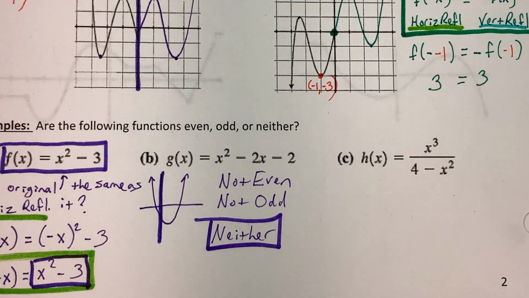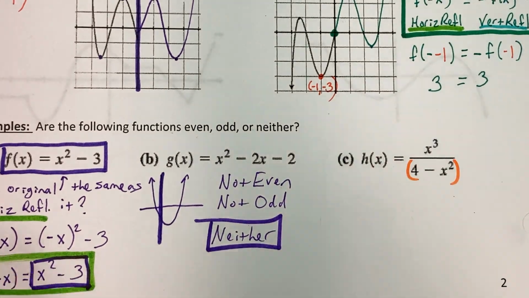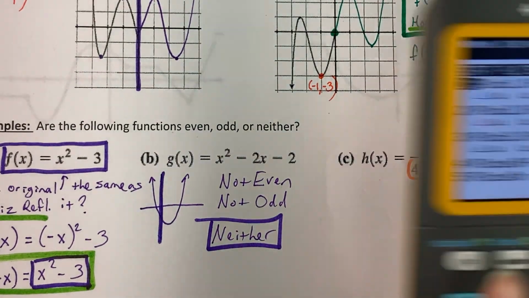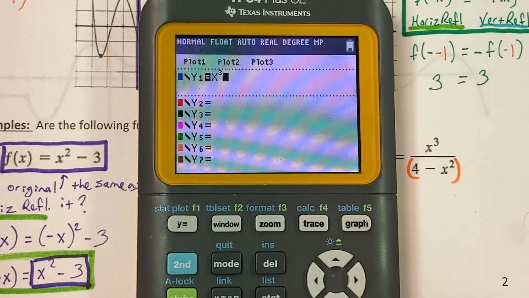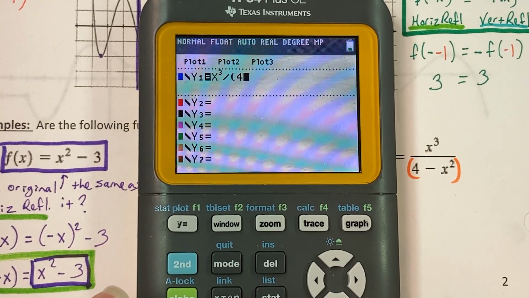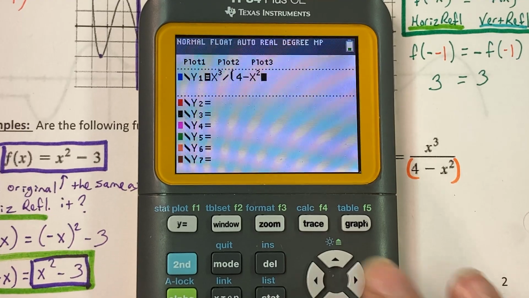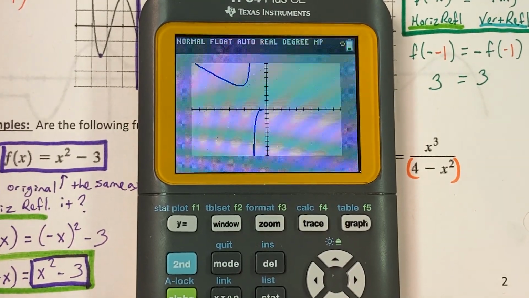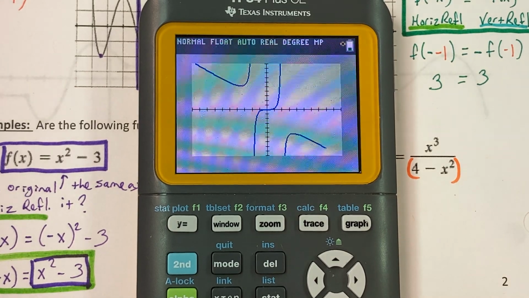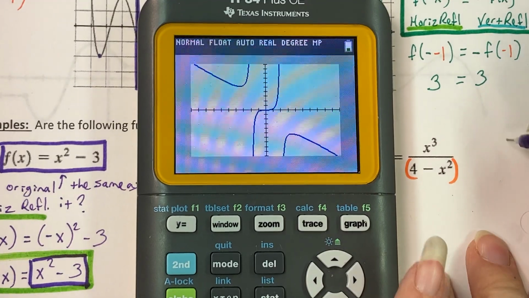Now this one, when we go to type this in on our calculators, make sure you put parentheses around that denominator. So x cubed divided by parentheses 4 minus x squared gives me this fun looking graph. So I'm just gonna go ahead and quickly sketch what this looks like.